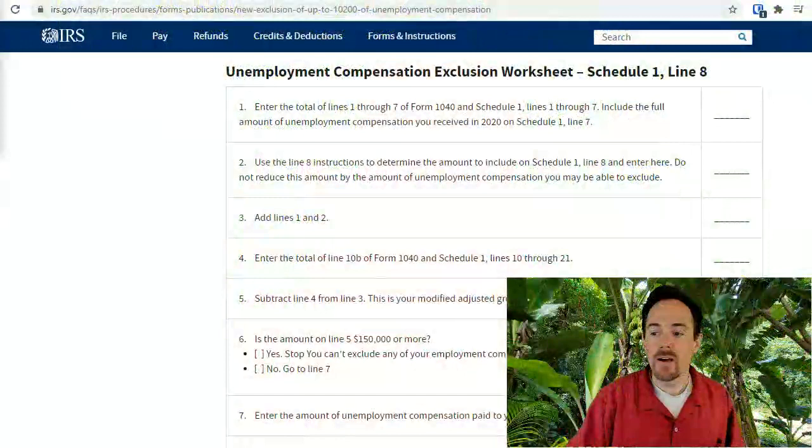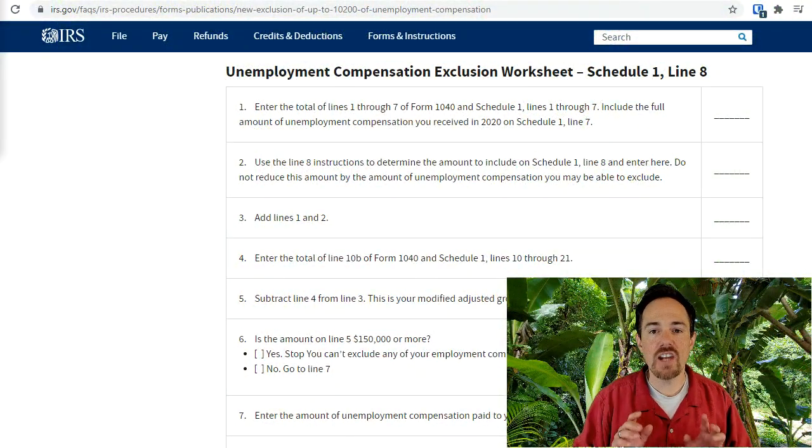All right, let's take a look at how this exclusion works by looking at the Unemployment Compensation Exclusion Worksheet. This is the worksheet for Schedule 1, Federal Schedule 1, Line 8. You can Google Unemployment Compensation Exclusion Worksheet to pull this up.